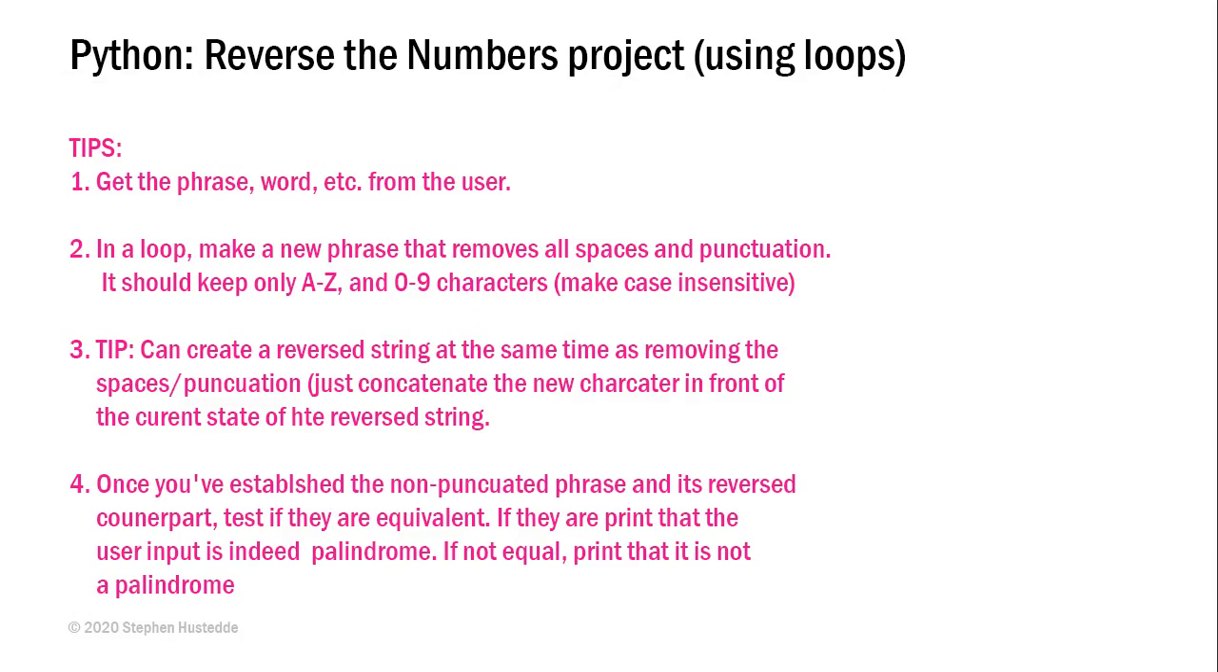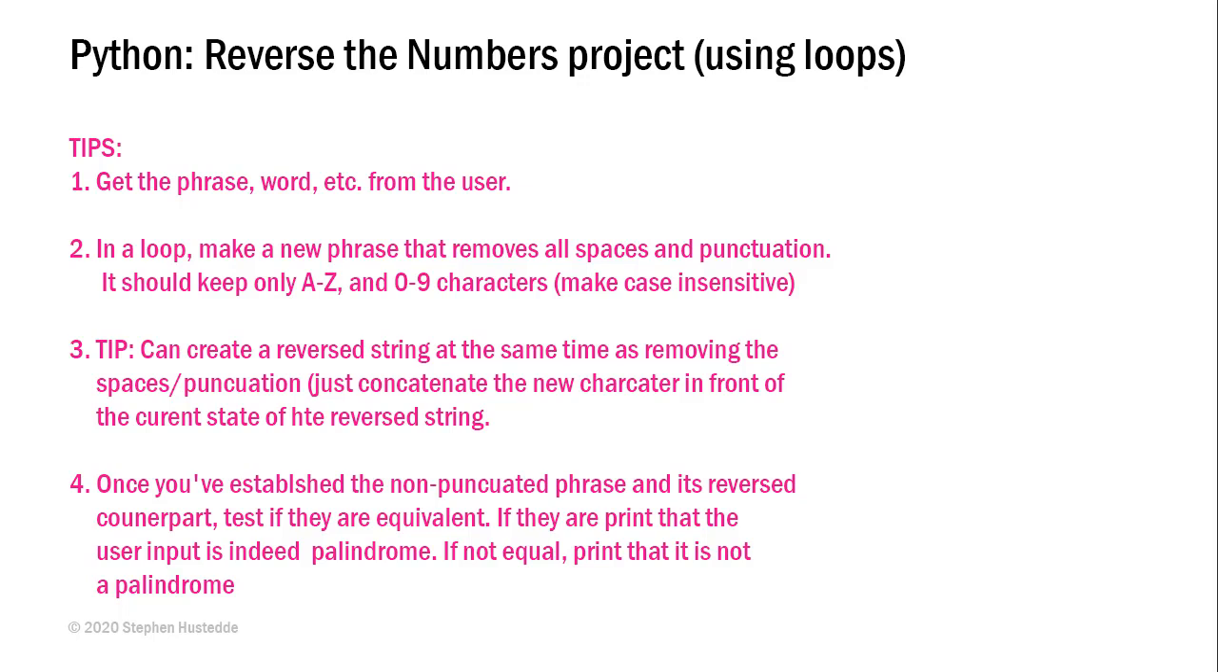And for watching this video to the end, I'm going to give you a little bit of pseudocode to help you. I'm going to get the phrase or word or sentence or numbers from the user. And then in a loop, you're going to make a new phrase that removes all the spaces and punctuation. Remember, you can examine each character and use Boolean expressions to see if they equal an A through a Z or a 0 through 9, and make them case insensitive using upper or lower methods. And then you can create a reverse string at the same time.